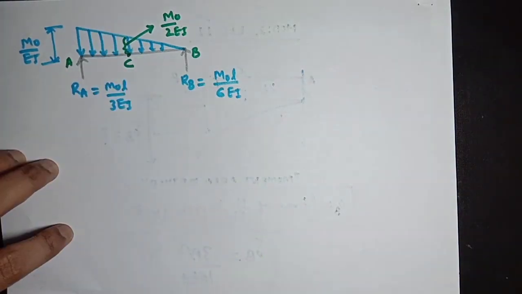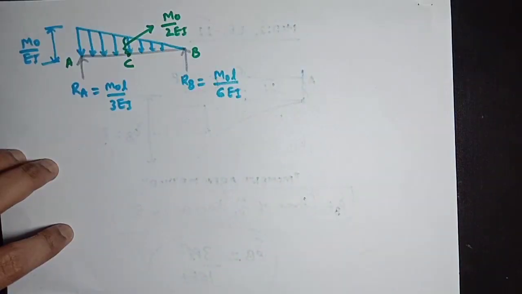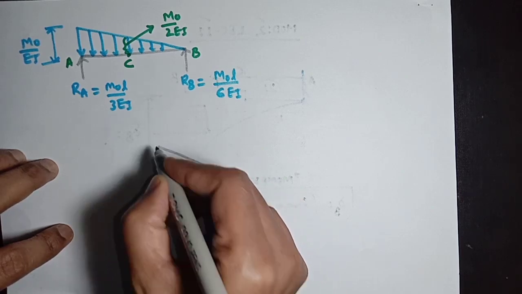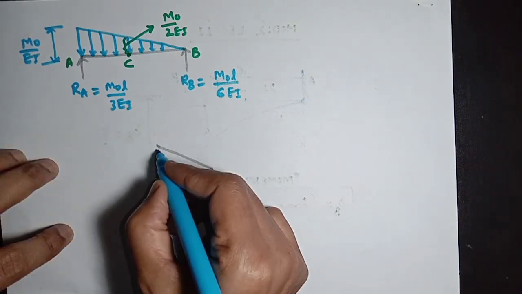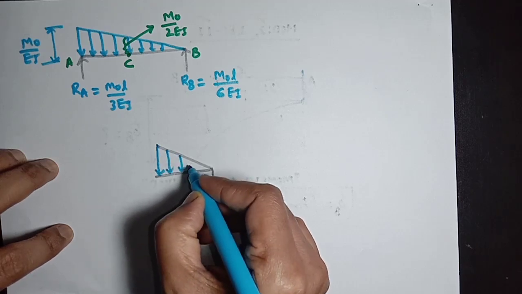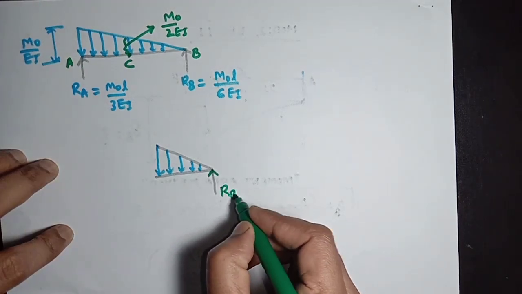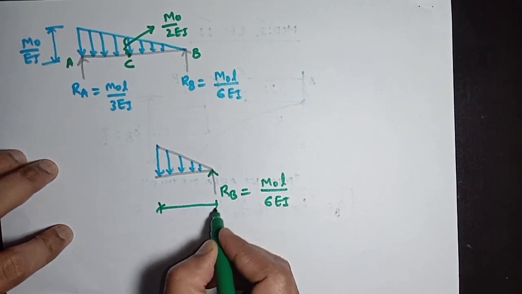Now we are going to find the bending moment at C. So take the free body diagram of the right part of point C. This is the free body diagram. Here the reaction is RB equal to M0 L divided by 6 EI, and the length is L by 2.